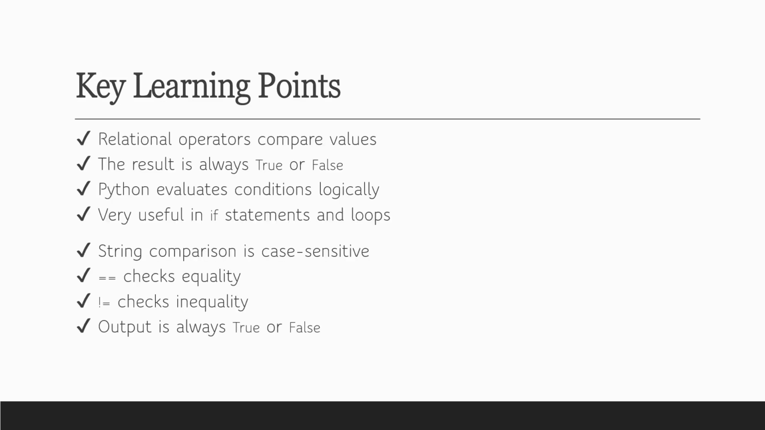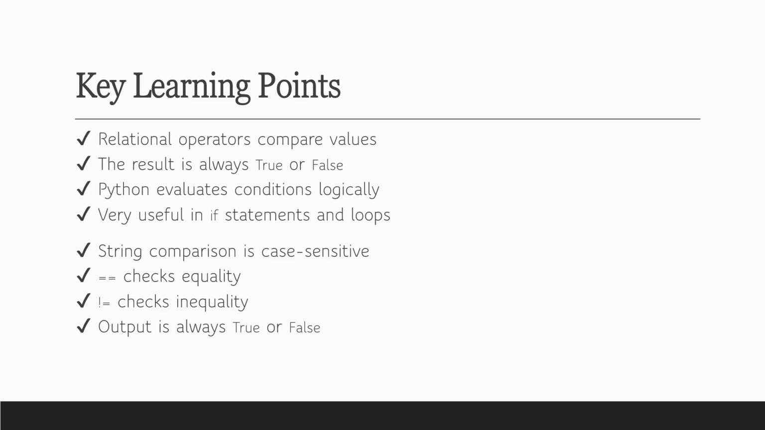Let us quickly revise the key learning points from this lesson. Relational operators are used to compare values. Whenever we use a relational operator, the result is always either true or false. Python evaluates conditions logically and helps the program make decisions based on those conditions. Relational operators are very useful in if statements and loops because they help control the flow of the program.